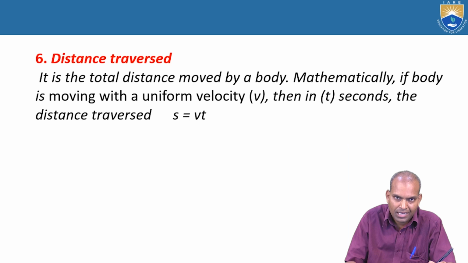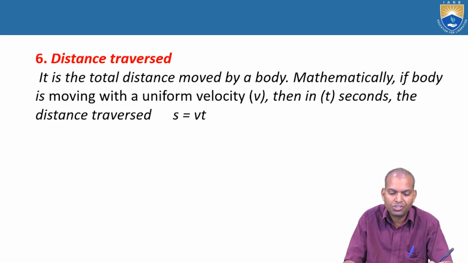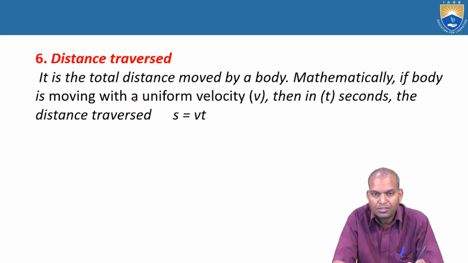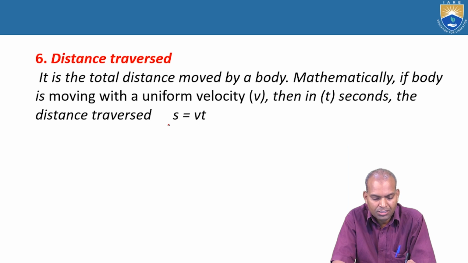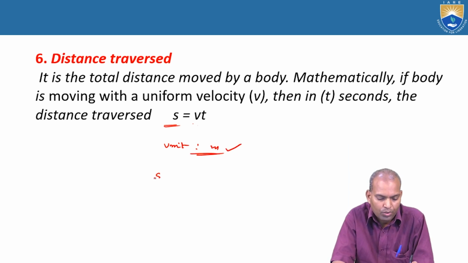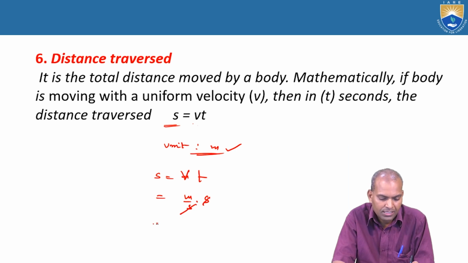Now, using this terminology, we are going to derive the equations of motion. Before that, s is the distance traversed. What is distance? It is the total distance moved by the body. Mathematically, if we know the velocity and time, then the distance traversed s equal to v times t. That's why the unit for displacement, or distance traversed, is meters. How? s equal to v times t. What is the unit for v? Meter per second. What is the unit for time? Second. The second gets cancelled, so it is in meters.